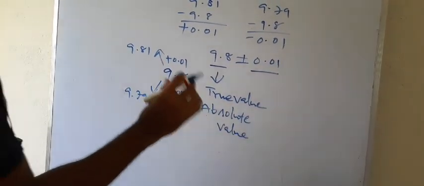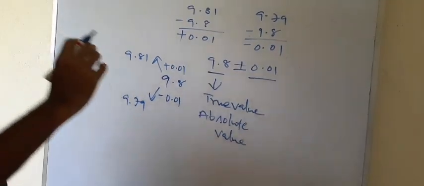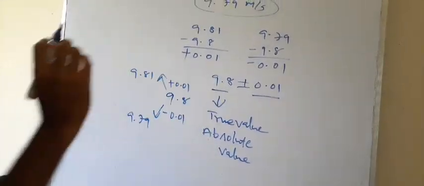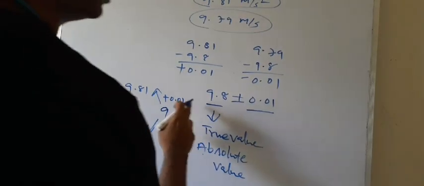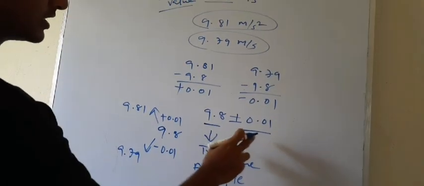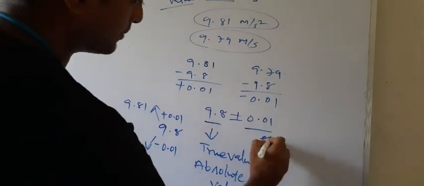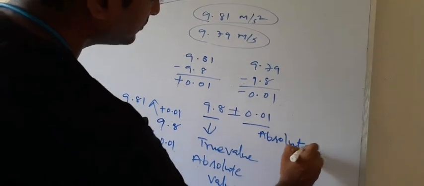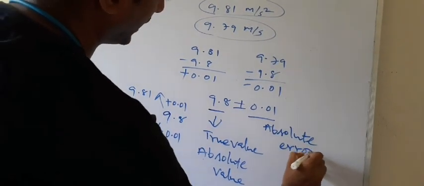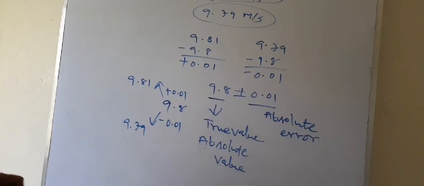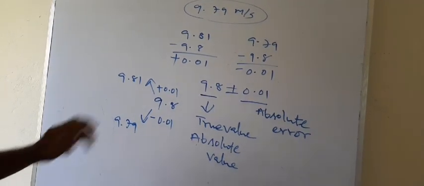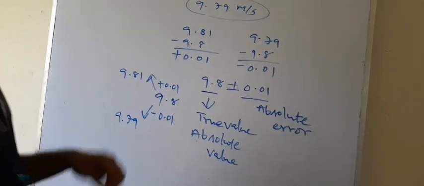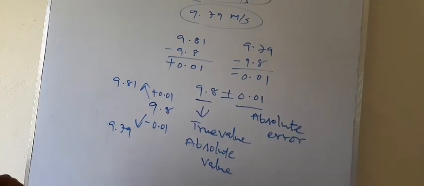Whenever we are expressing the estimation of any physical quantity, we have to express it like this. That is absolute value and absolute error. These are two important things. It is also correlated with your profit and loss concept.